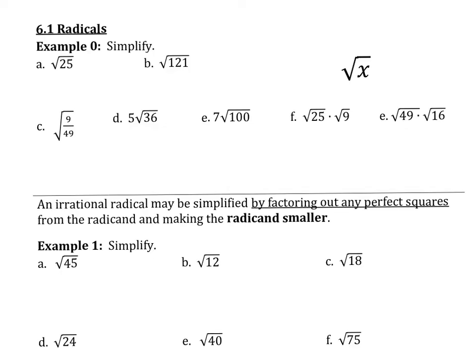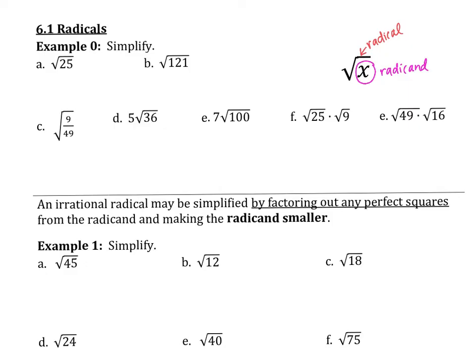Now for vocabulary, this symbol is the radical, and when I say radical, I'm just referring to the symbol. The number inside the radical symbol is called the radicand. So if I say the radicand, I'm talking about the number inside the radical symbol.